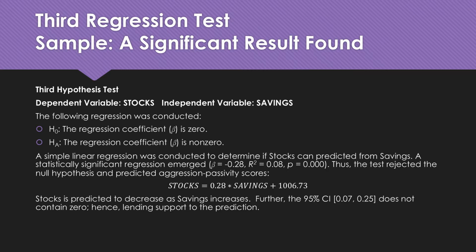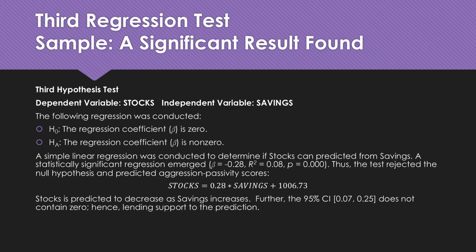Third regression test. The third hypothesis test, dependent variable is stocks, independent variable is savings. The following regression was conducted. The null hypothesis states the regression coefficient is 0. The alternative hypothesis states the regression coefficient is non-zero.